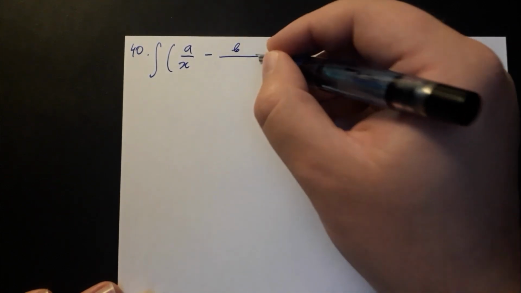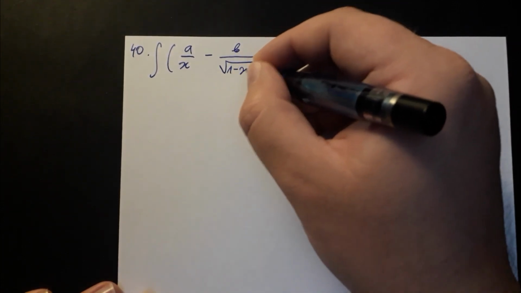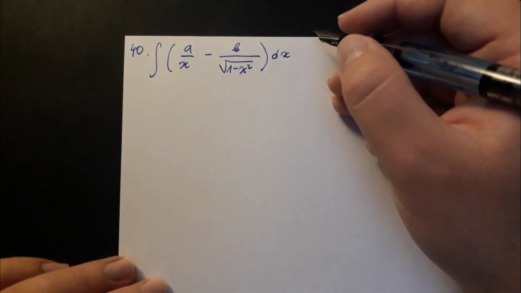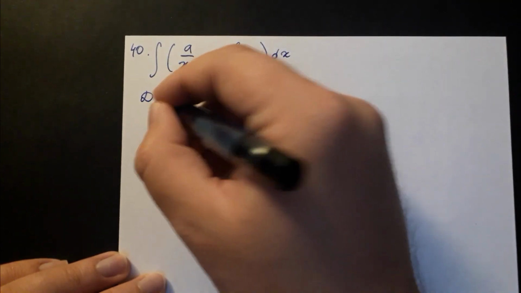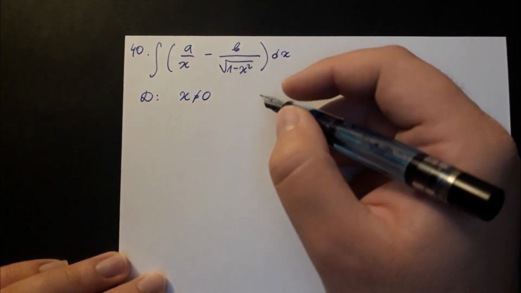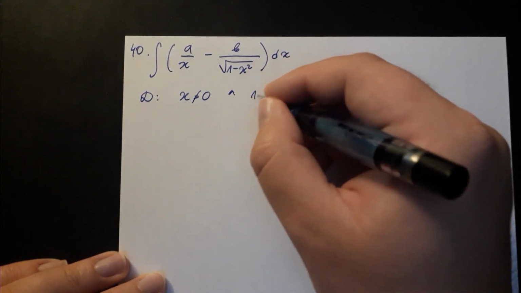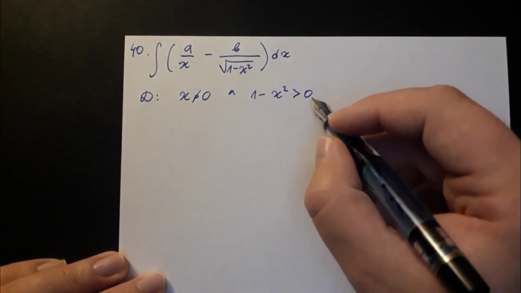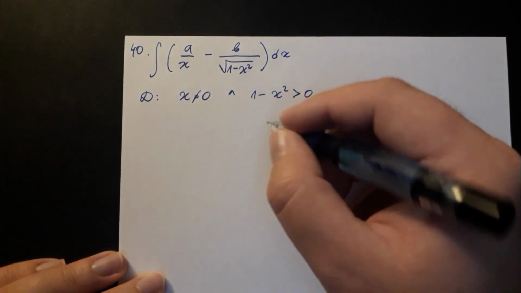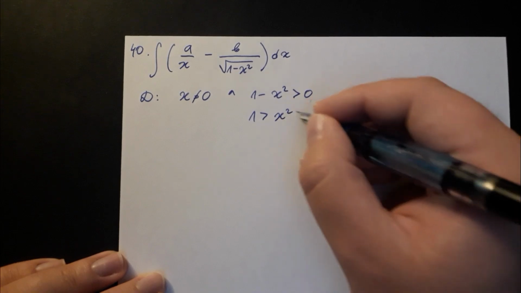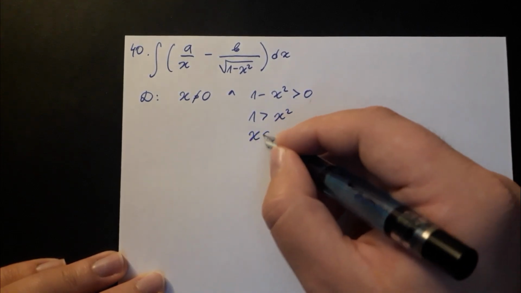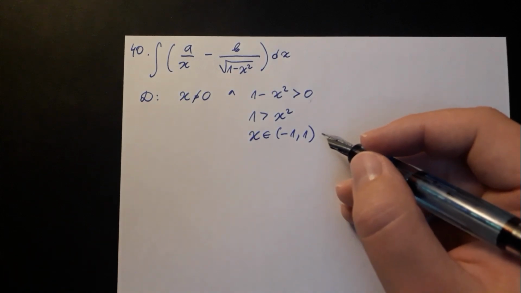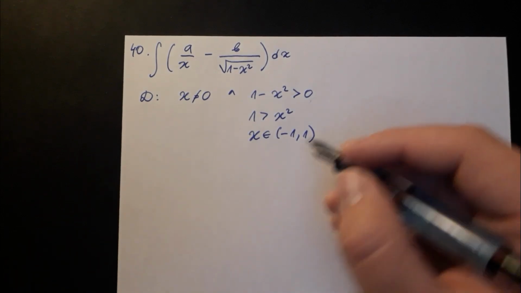Okay, for this integral to be well defined, x has to be different from 0, and 1 minus x squared has to be strictly larger than 0. That means that 1 has to be larger than x squared, and that puts x in the interval from minus 1 to 1, where borders are not included in the interval.